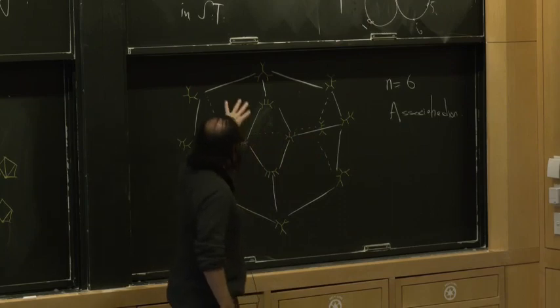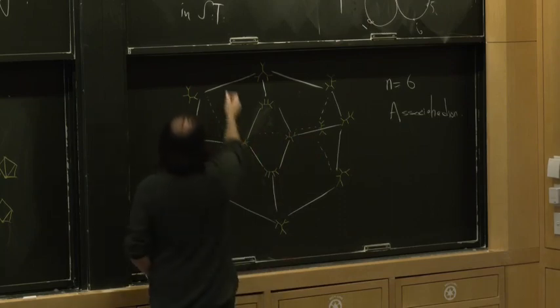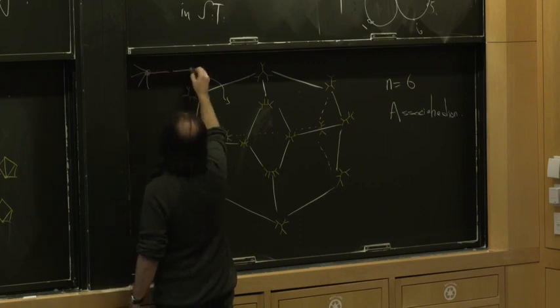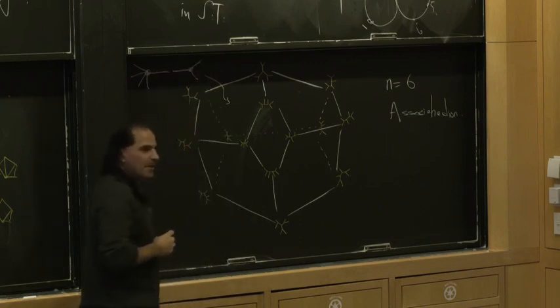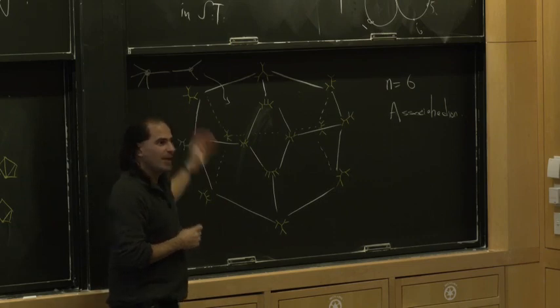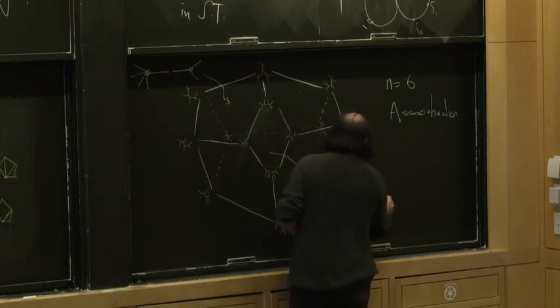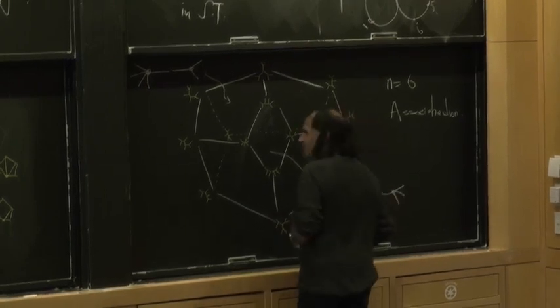So what are these faces that look like pentagons? The faces that look like pentagons correspond to factorizations with 5 points on one side and 3 points on the other side. There are six of those. What are the faces that look like squares? They are the things that look like a four-point amplitude on one side and a four-point amplitude on the other side.